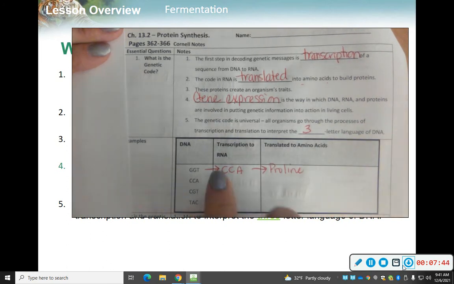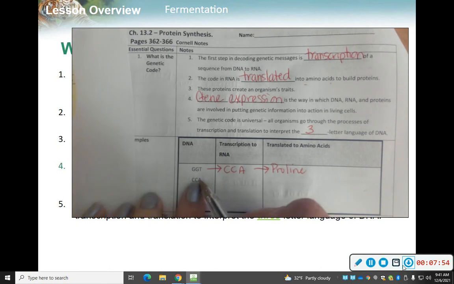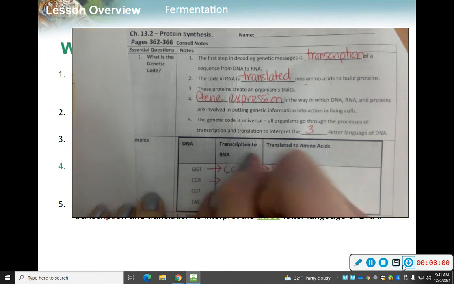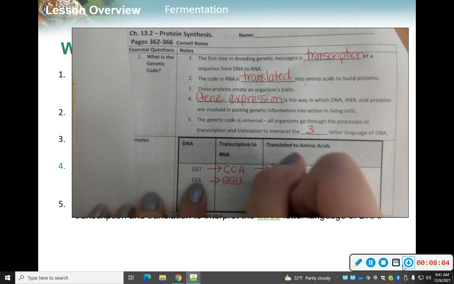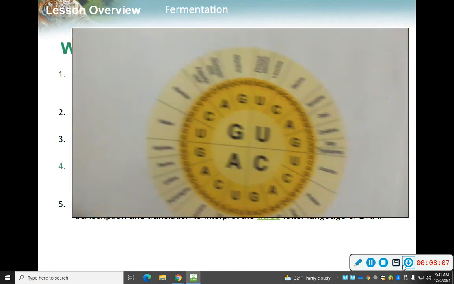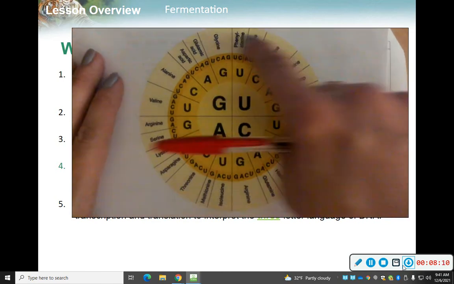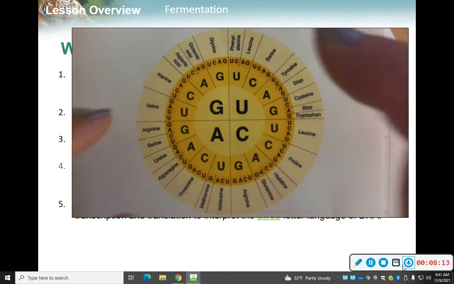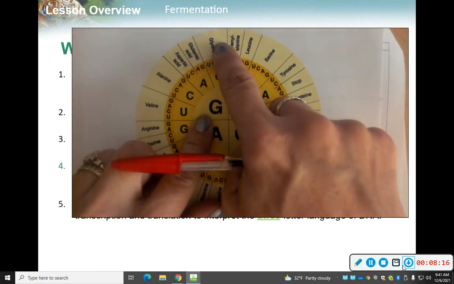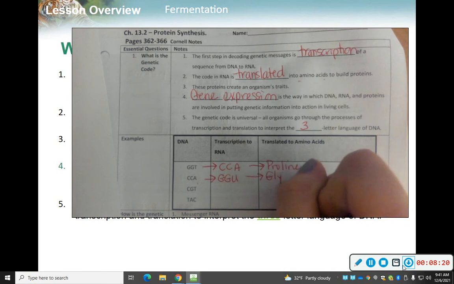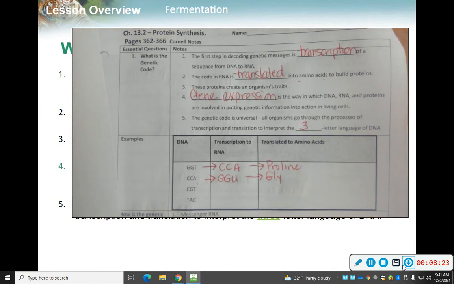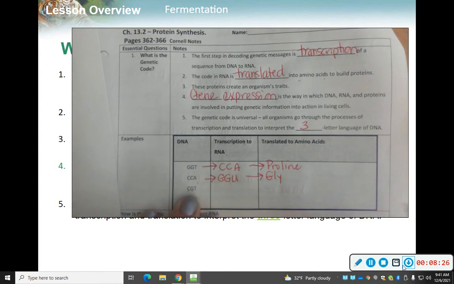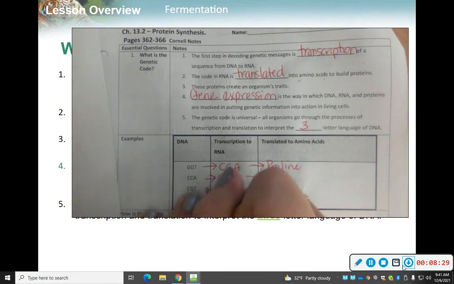So my first step, make RNA. My second step, translate that RNA into an amino acid. So let's say my second DNA is CCA. CCA transcribes to GGU. Then I have to find my codon wheel. And by the way, this is on It's Learning in the announcements. GGU means glycine. And you can abbreviate and just write the first 3 letters. DNA, CGT. Think for a second. What are my matching letters?